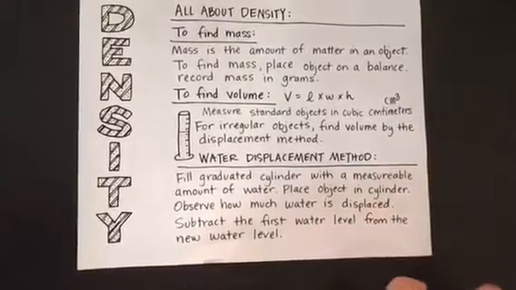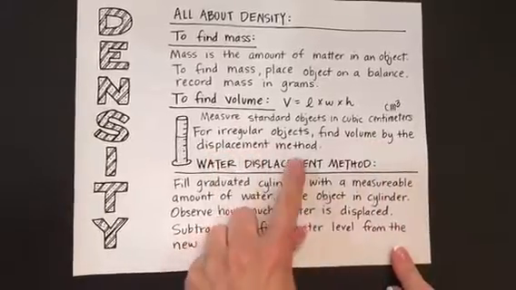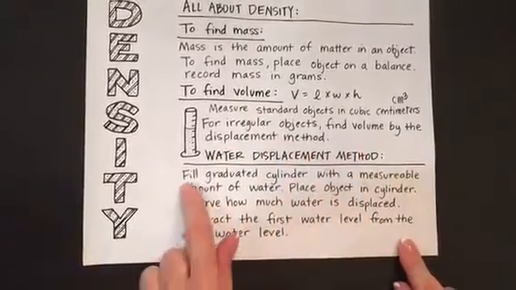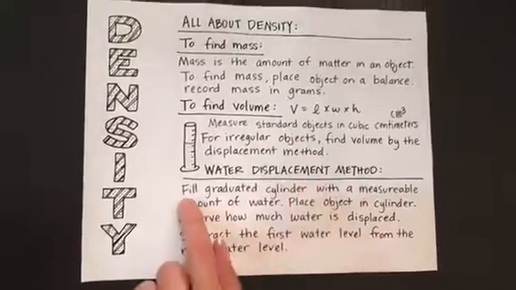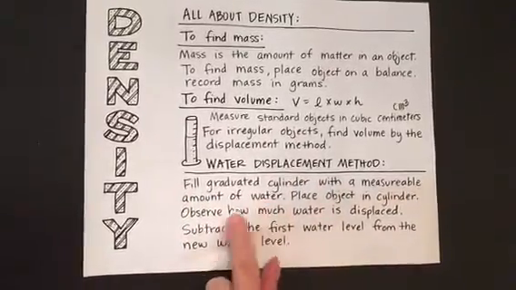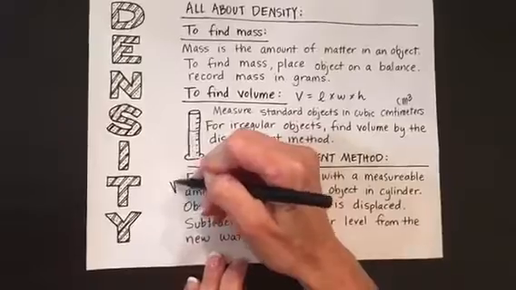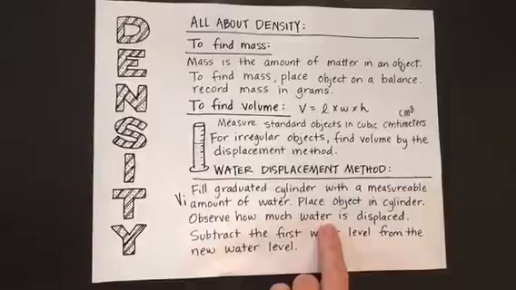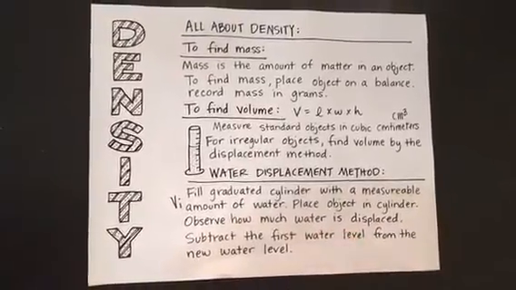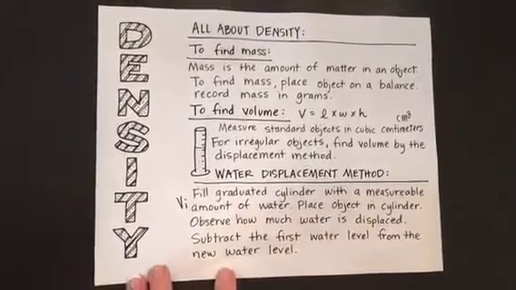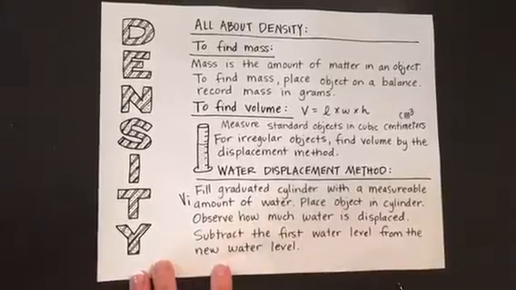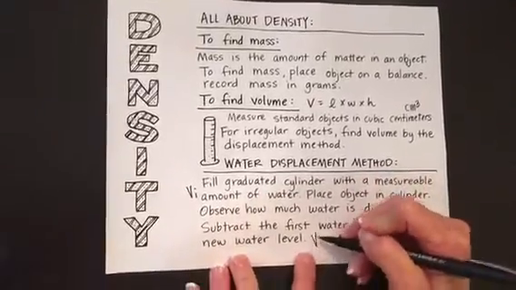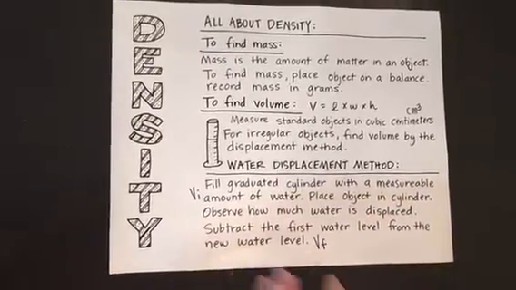Okay, for irregular objects, you're going to use the displacement method to find the volume. The description of the water displacement method is to fill the graduated cylinder with a measurable amount of water. So that's going to be your initial volume, like we talked about. Place the object in the cylinder and observe how much of the water is displaced or pushed up. Subtract the first water level from the new water level, which is that final volume, which we practiced. All right, after you've made sure those are all correct, let's go ahead and fold it down.